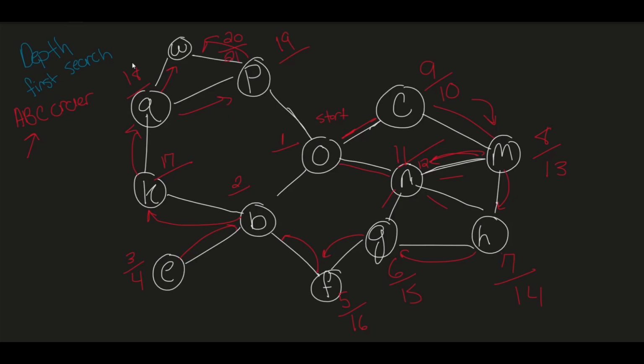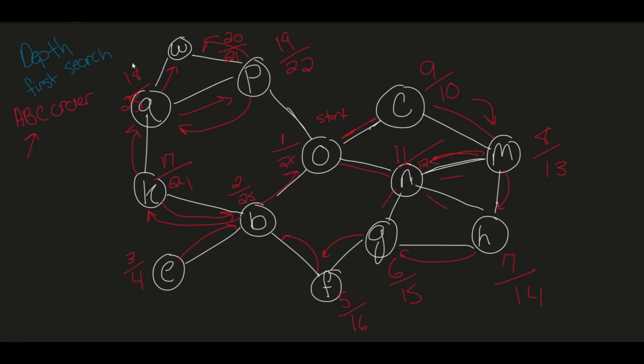And we've gone to all neighbors of W, so we can end that node at 21, and then we go back to P. We can end this node at 22. Then we could go back to Q, end this node at 23. Go back to K, which would be 24. Go back to B, which would be 25. And we've finished all of B's neighbors, so we can go back to our start node, and we'll end here at 26.